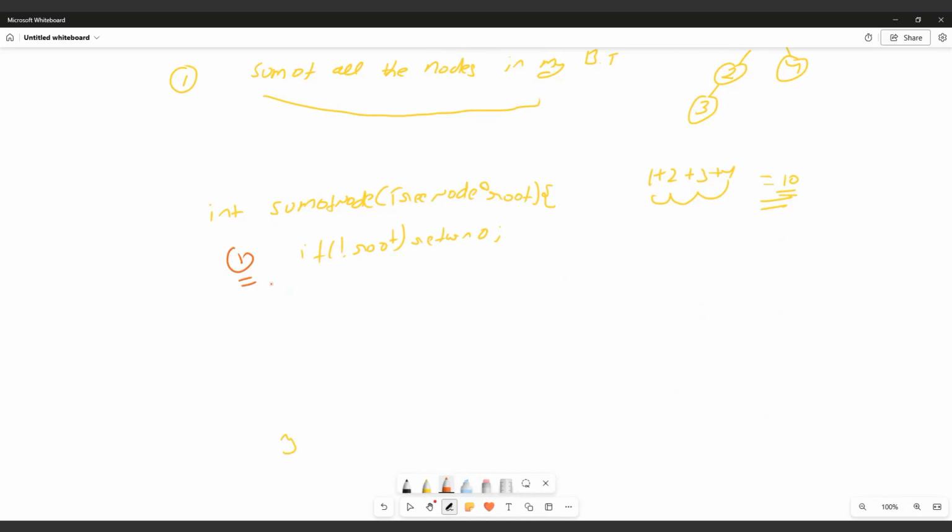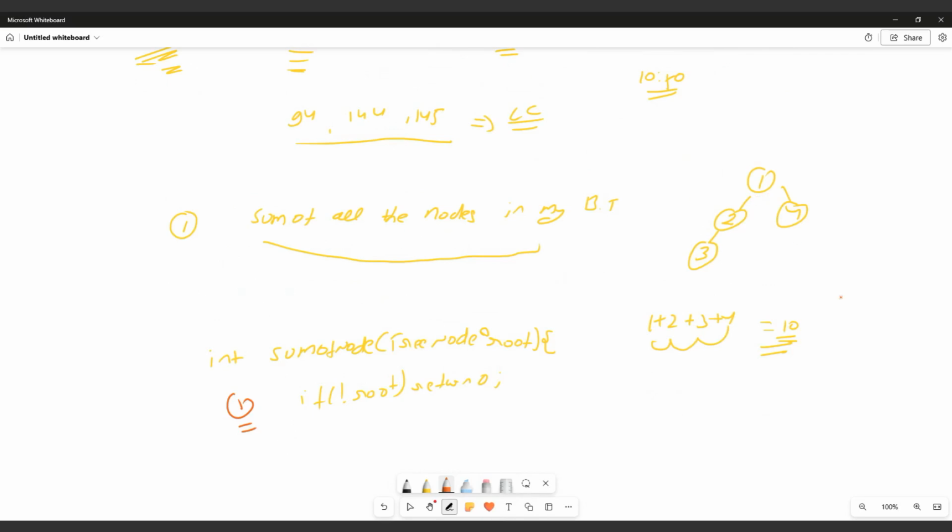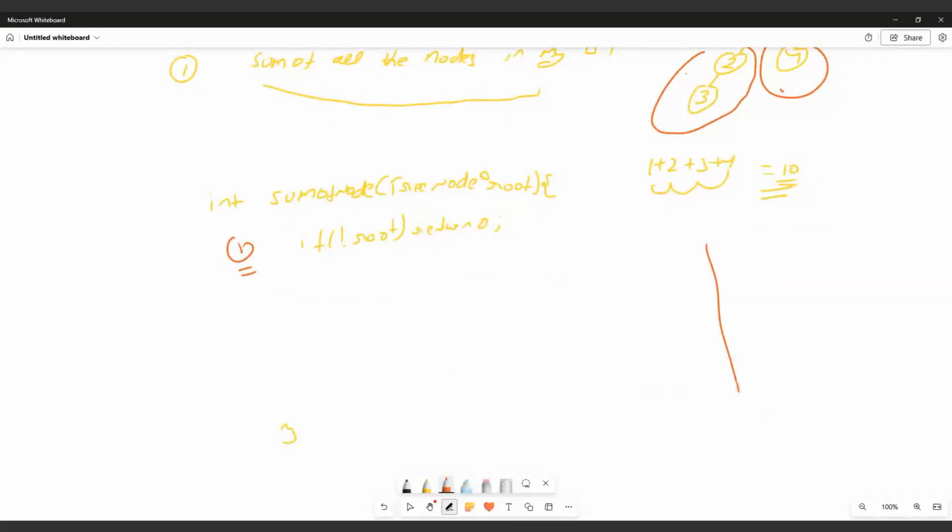Okay, class, just listen. If this is my binary tree, 1, 2, 3, 4, find the sum of the left subtree, find the sum of the right subtree, and add the left sum, the right sum, and the root's value. So we are doing the same stuff.